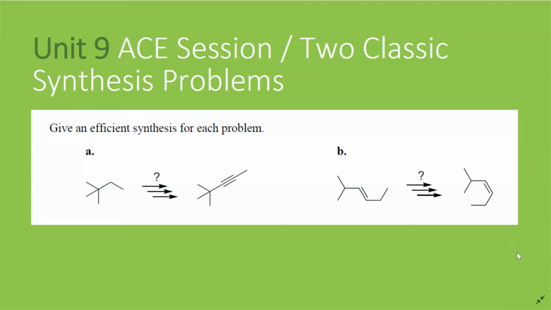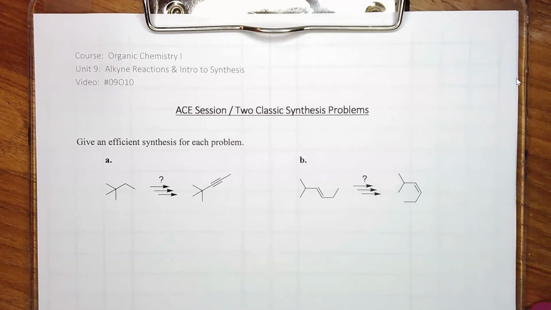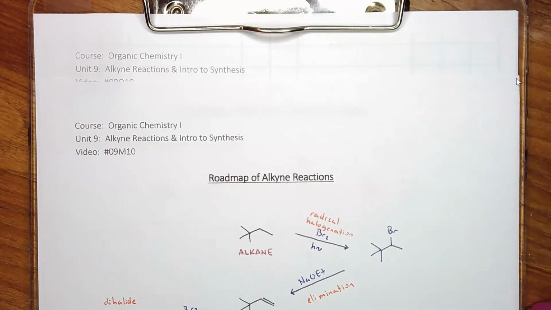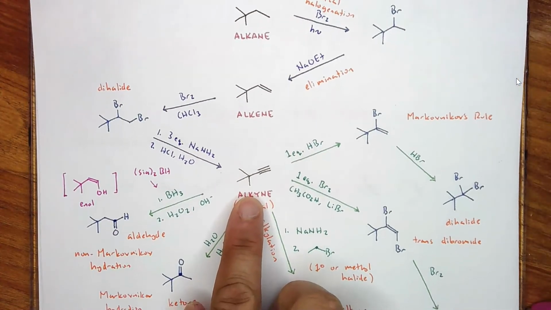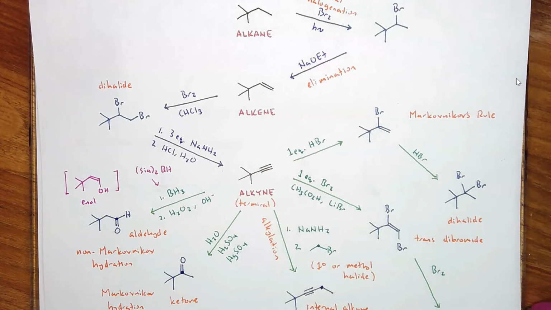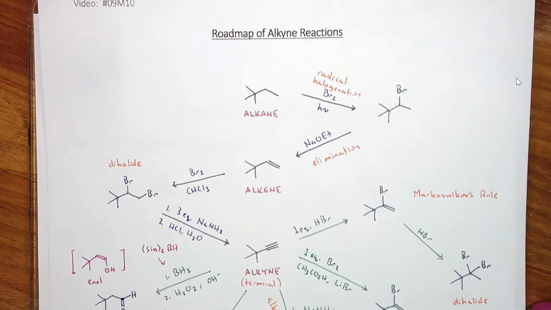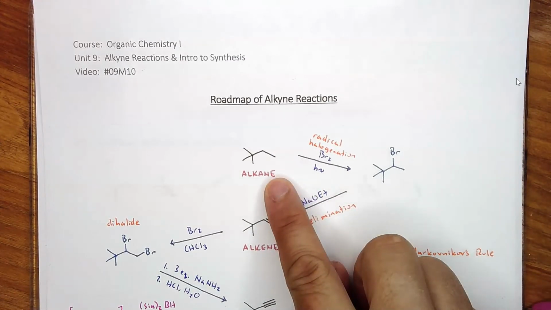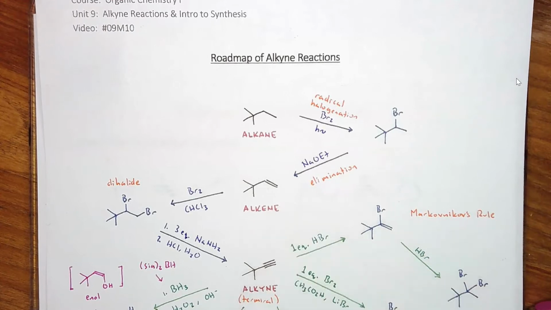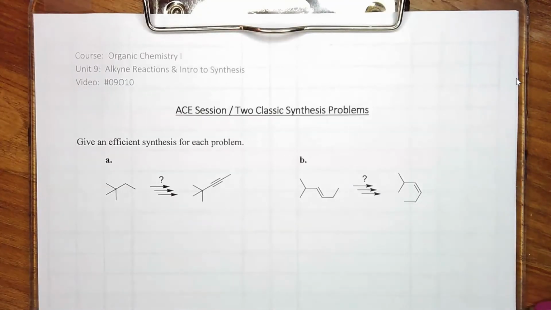Hello. In this ACE session, Assistance with Chemistry Examples, I want to go over two classic synthesis problems using alkyne chemistry. For these two problems, I will be looking at my reaction roadmap for alkynes, and here in the center of the roadmap we have an alkyne, and I'm performing several different reactions, but also I can show how to make an alkyne starting from an alkane going through the alkene. And it looks like we'll be doing that for the first problem.